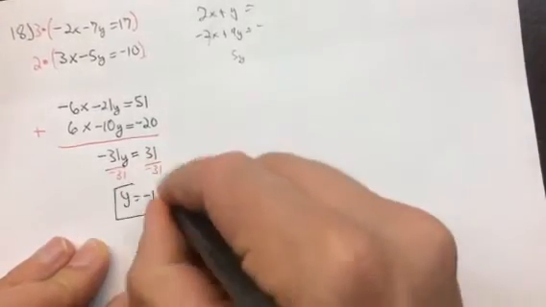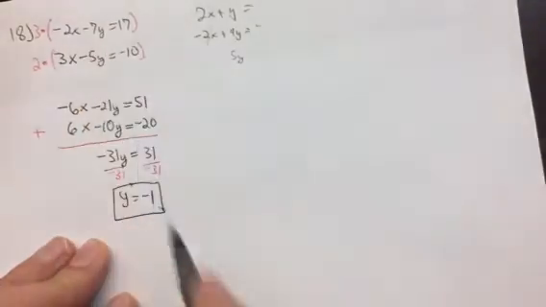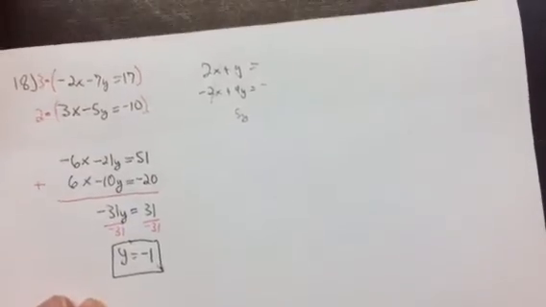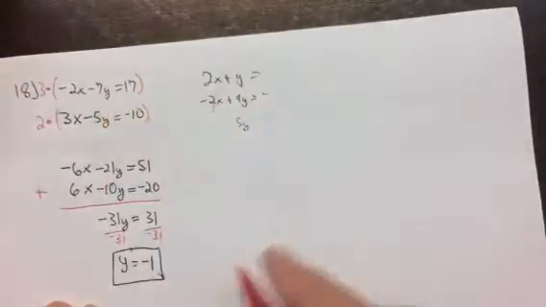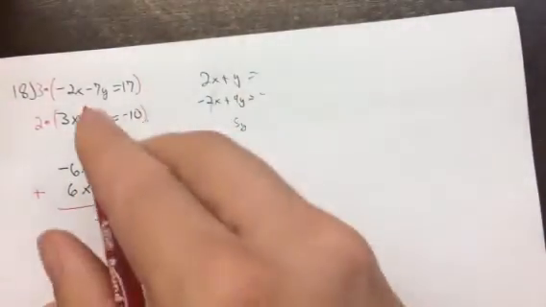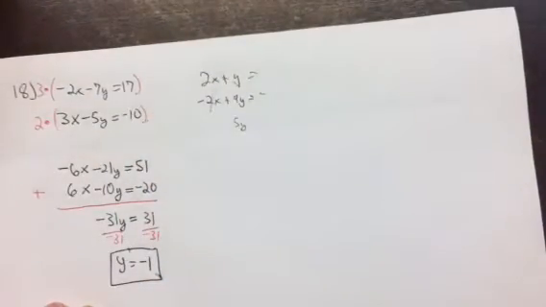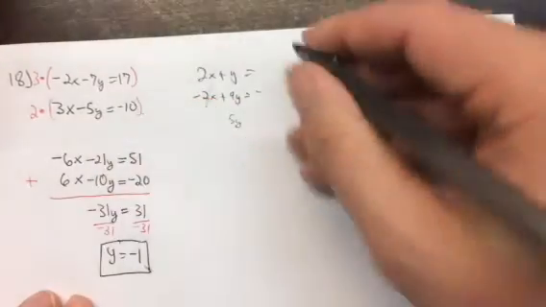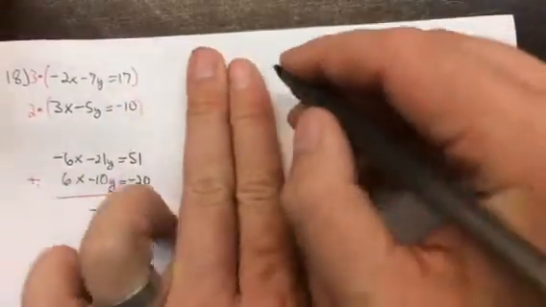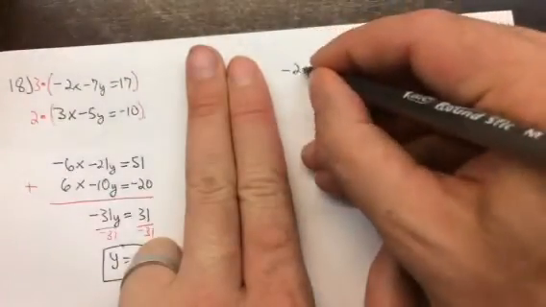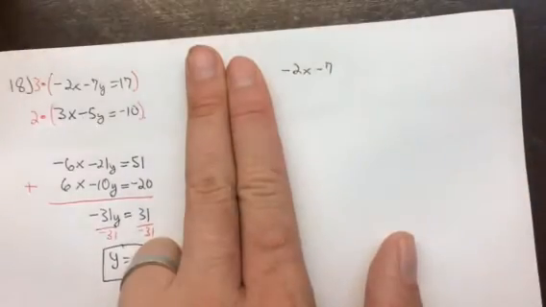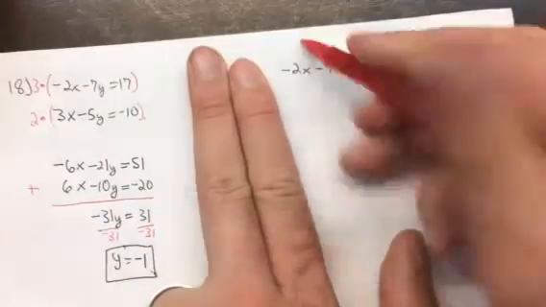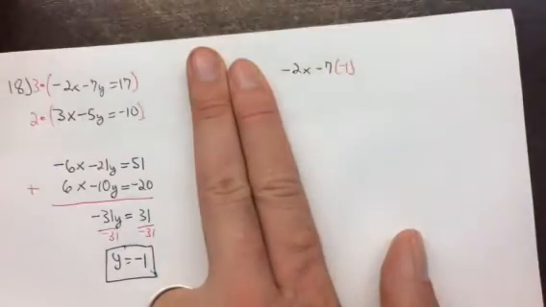Now this is only part of the solution. We still need to get what x is equal to, and so we need to plug in y into either one of these equations. If I plug in y into this first equation, I could have also plugged it in the second one. I'm going to write it over here. So I'm plugging in y is negative 1. I'm substituting for y. So negative 2x minus 7, and then instead of y, we're going to put what y is equal to. Y is negative 1, so we're going to put that in, equals 17.